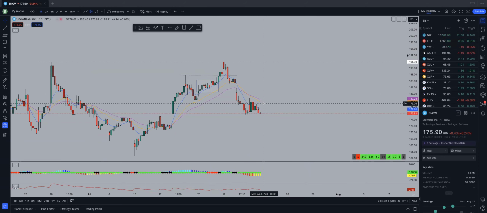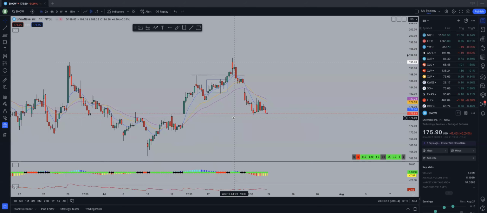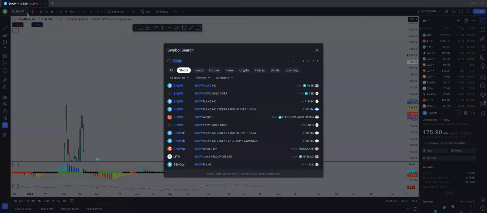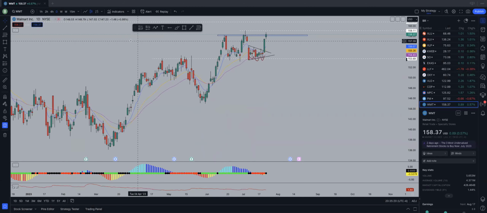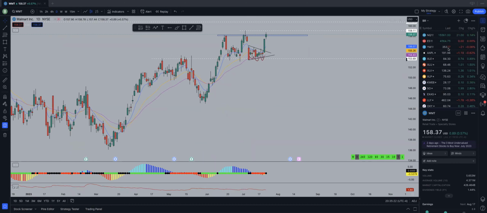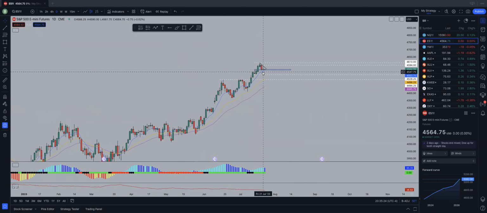So it's not like something that doesn't work all the time. Like this example of snow I took this week. Walmart I took this week. The day trade on ES I took this week as well. Yeah, so these are all things I use on a day-to-day basis. I use this all the time.